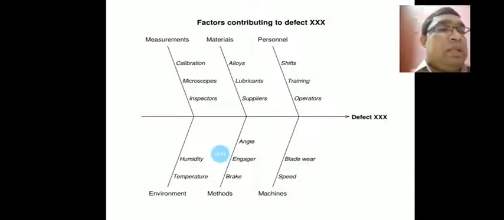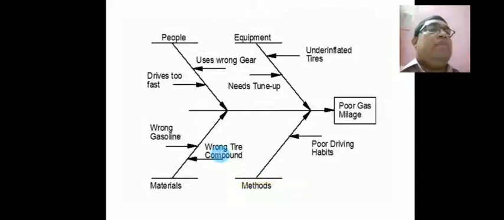Another thing, the machines will also be concentrated on according to speed, and blade pair according to the different machines. This will be the defect number. Like on a fishbone diagram, we can see one is the materials: the wrong gasolines flow into the materials, and the wrong tire compounds will also be here. And the tool faults will also be concentrated on.